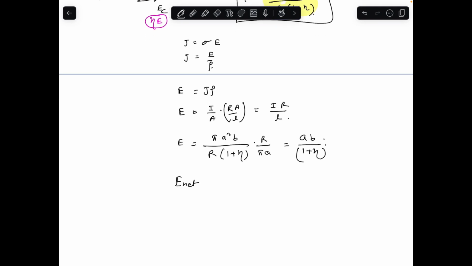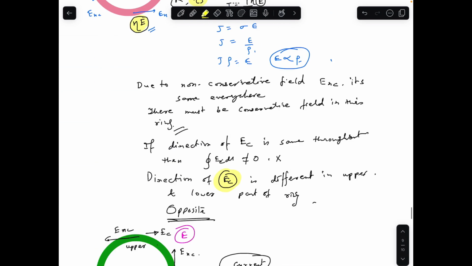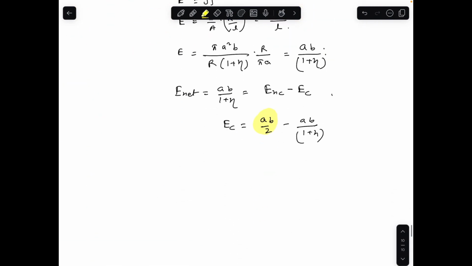Now what is E net? This is the net electric field. E net equals AB by (1 plus eta). That is equal to what? For the upper part, it's opposite, correct? That is equal to ENC minus EC, correct? What is EC? EC is ENC minus E net. ENC is AB by 2, minus AB by (1 plus eta). The non-conservative field is AB by 2. I have found it before. You can see here, due to the non-conservative part, the induced electric field is AB by 2.